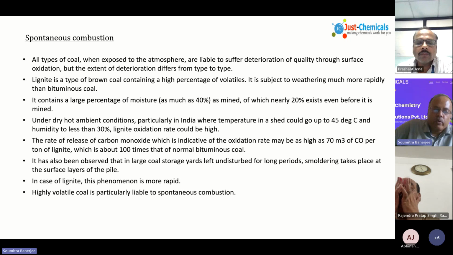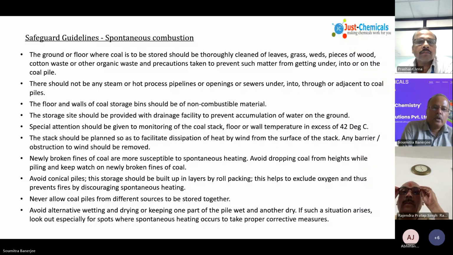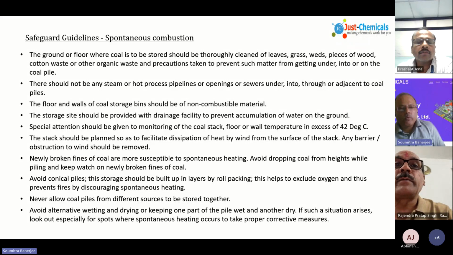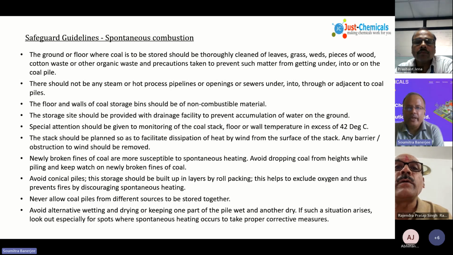Highly volatile coal is particularly liable to spontaneous combustion. Safeguard guidelines for spontaneous combustion: the ground or floor where the coal is to be stored should be thoroughly cleaned of leaves, grass, weeds, pieces of wood, cotton waste, or other organic waste. And precaution should be taken to prevent such matter from getting under, in or on the coal pile.